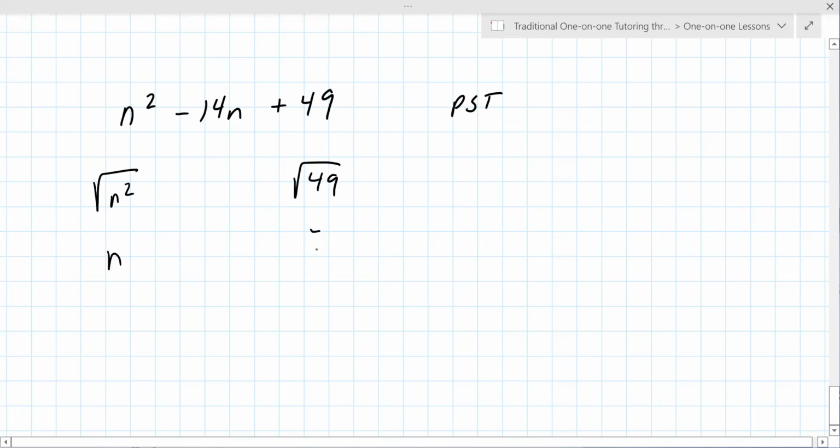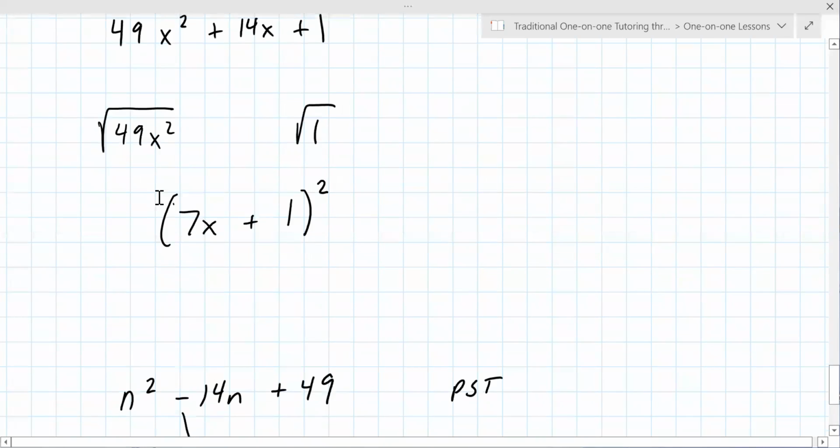It is also the case that it could be something like this: n squared minus 14n plus 49. So this is also a perfect square trinomial. Now the square root of n squared is n, and the square root of 49 is 7. But this is actually n minus 7. The minus comes from here.